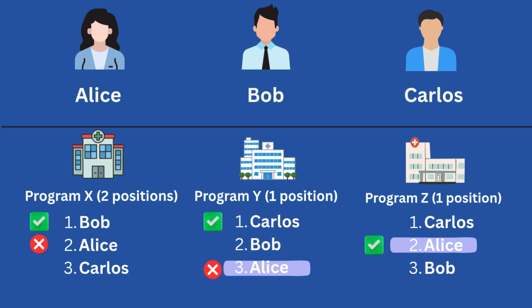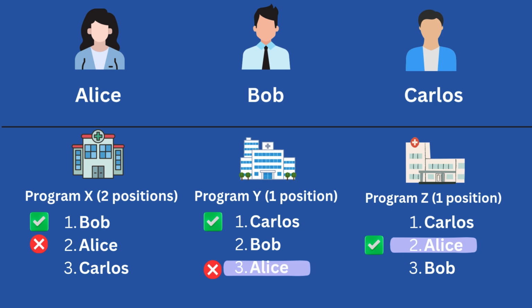Final match results. Bob, matched to Program X. Carlos, matched to Program Y. Alice, matched to Program Z. This example explains the concept of tentative acceptance and how rankings on both sides affect final placements. Even though Alice was initially tentatively accepted into her first choice, she was eventually bumped when a higher-ranked applicant, Bob, came along. She ended up at her third choice, Program Z, which still valued her highly and had space. The process might feel a bit impersonal or even harsh, but it's designed to balance fairness for both applicants and programs.